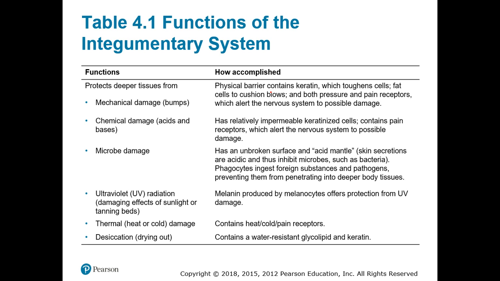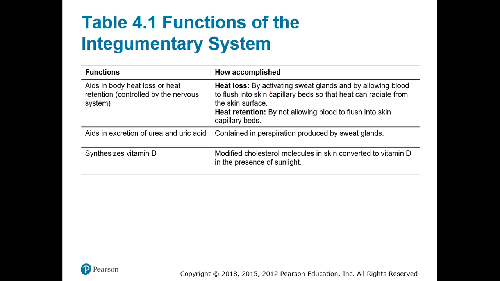So over here, this is an image that's taken from your textbook that tells the functions and how they're accomplished throughout the body. For example, ultraviolet radiation, we're going to learn how the skin produces melanin, which make melanocytes that protect us from that UV radiation. From desiccation, we're going to learn about how the skin secretes something and has something in it called keratin, which provides that waterproof covering. Here are the other functions and how they are accomplished.